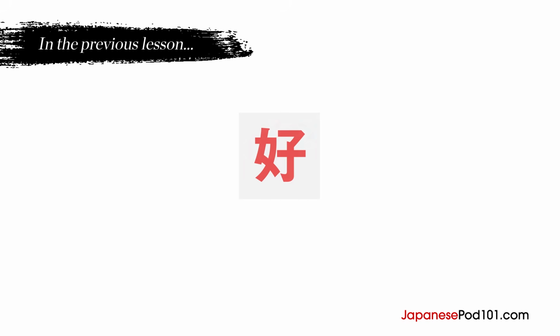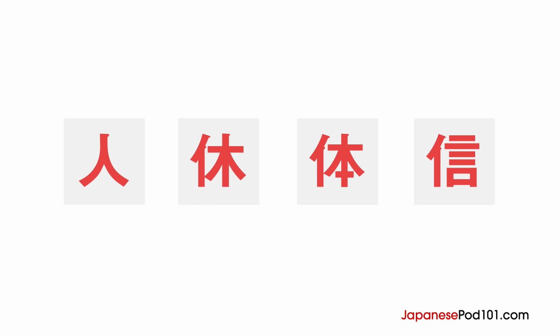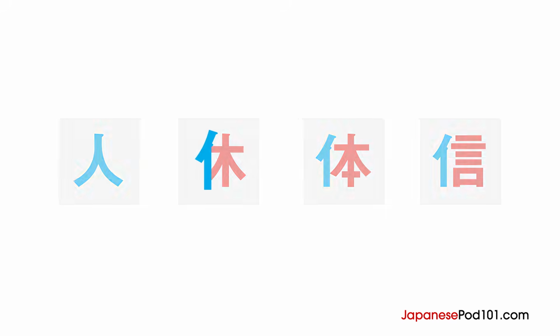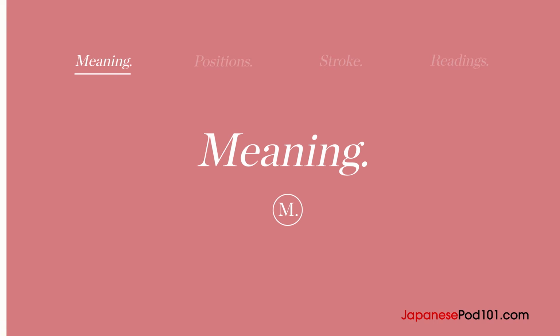In the previous lesson, we learned that kanji characters are made up of radicals, the building blocks of kanji. These radicals give us tremendous clues to the meaning behind kanji characters. Can you identify the common element in all of these kanji characters? It's this part here. This particular radical is called ninben. It's otherwise known as the person radical, and it's used in some of the most common of all kanji characters. Let's take a look at it in more detail.